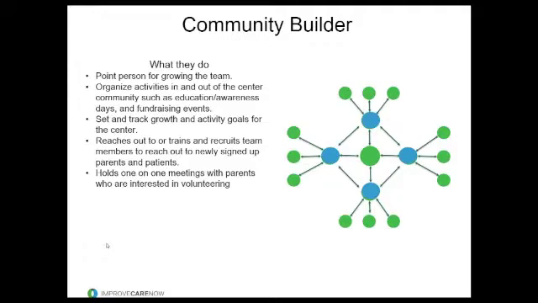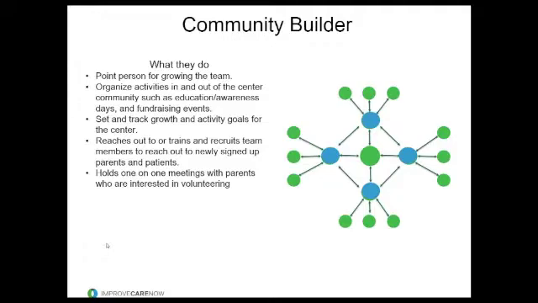They may organize activities in and out of the center, like education or awareness days, or if they do Take Steps Walk, or what is it? Spin for Crohn's. There's another one like Take Steps that is doing bicycles, doing spin class. I sound like I'm 105 years old.